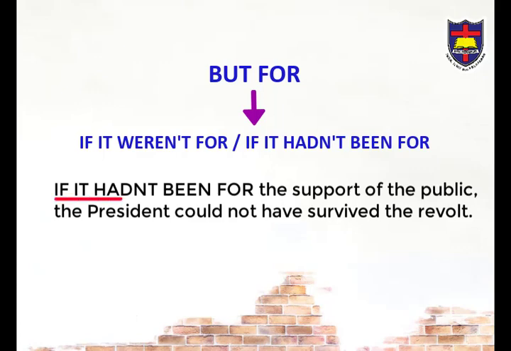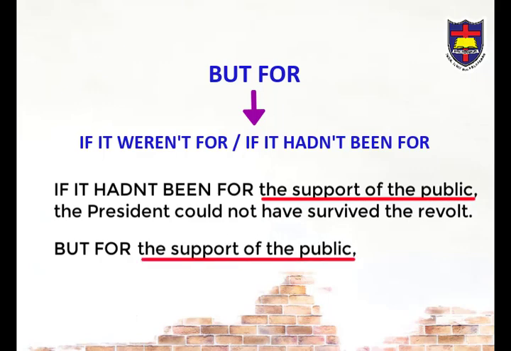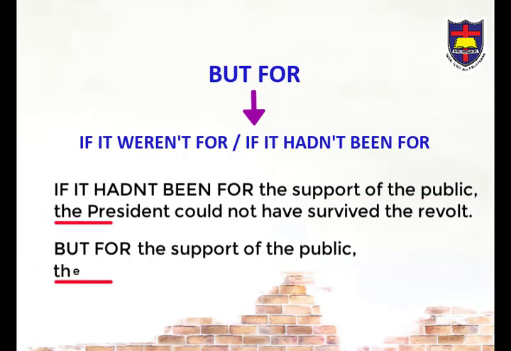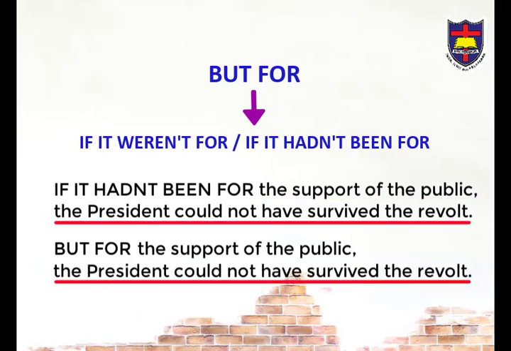First, if it hadn't been for is changed into but for. Right after that, you can find the noun which is the support of the public. What you have to do next is simply copy the noun and paste it after the words but for. Then copy the main clause. The president couldn't have survived the revolt.